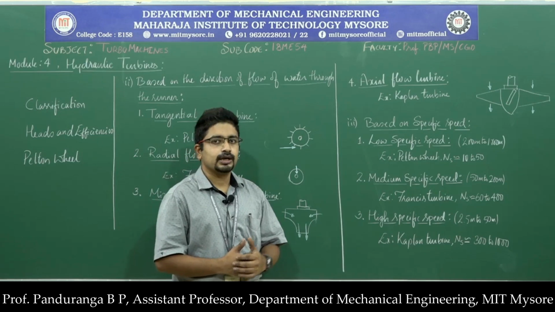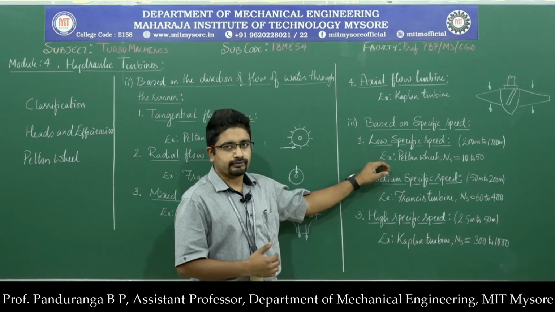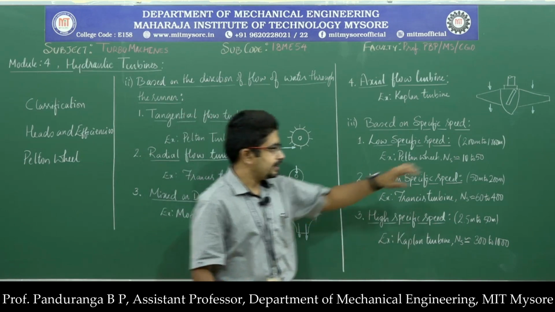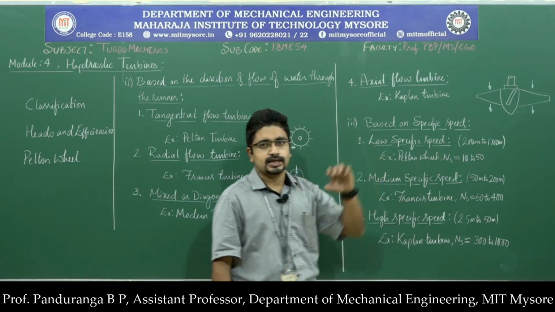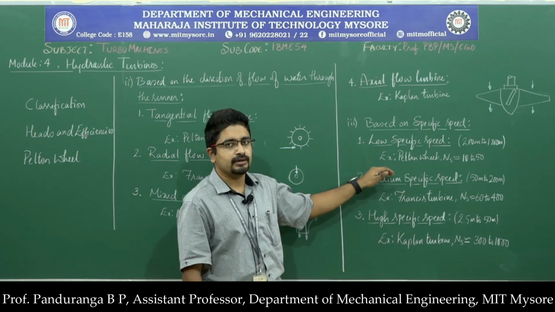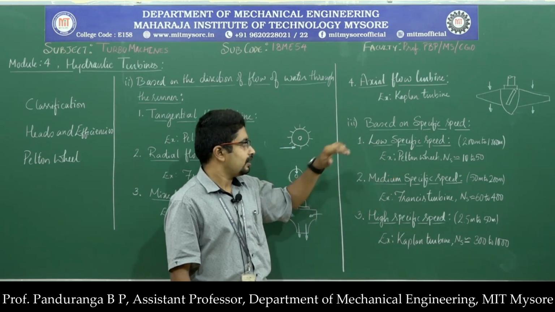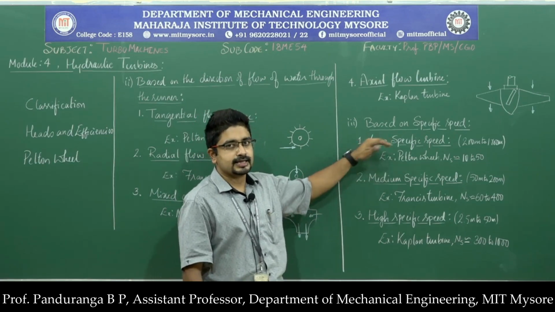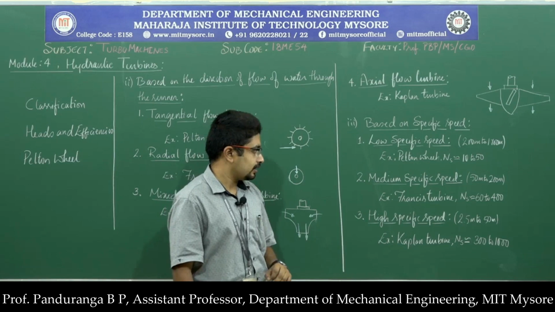But the specific speed for the Pelton wheel will always be very low. That is because the head is very high and the discharge is low. Because of that, the specific speed will be very low for a Pelton wheel. So this is classified as a low specific speed turbine.